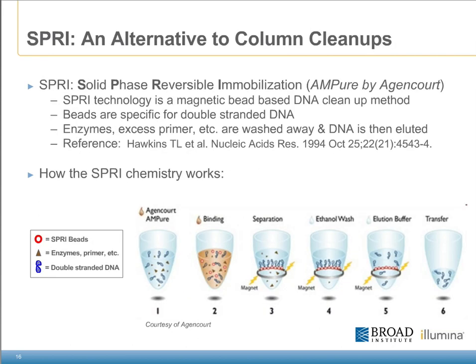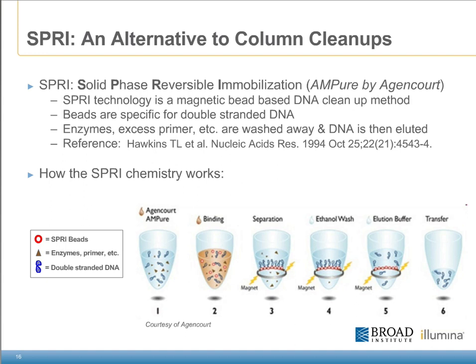So the magnetic bead-based cleanup that we chose here at the Broad is called SPRI. It's a product by Agencourt. Its brand name is AMPure. And SPRI stands for Solid Phase Reversible Immobilization. And it's a technology that, again, is magnetic bead-based, and it's specific for double-stranded DNA. It only binds the DNA, and any excess primers and enzymes or anything else that you don't want is washed away, and then your DNA is eluted. And I've included the reference here for the original paper for the SPRI technology if anyone is interested in reading up more about the details of how it actually works.